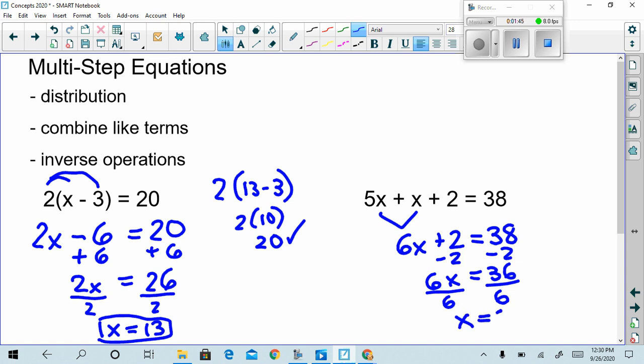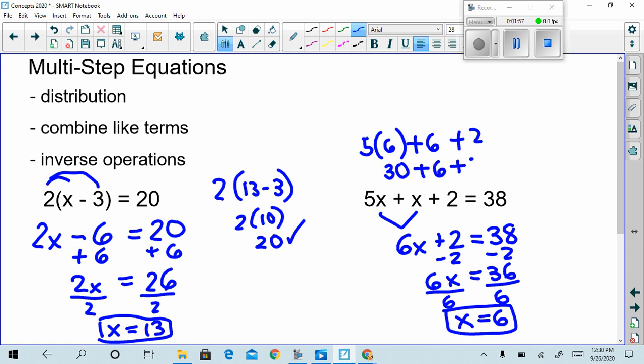Next equals 6. Once again, if I were to take that 6, I'd have 5 times 6 plus 6 plus 2, that would give me 30 plus 6 plus 2, which is 36 plus 2, which is equal to 38, and it checks. So not only am I solving them, but I'm also using that solution that I believe to be right, and I substitute it in to see that it works.